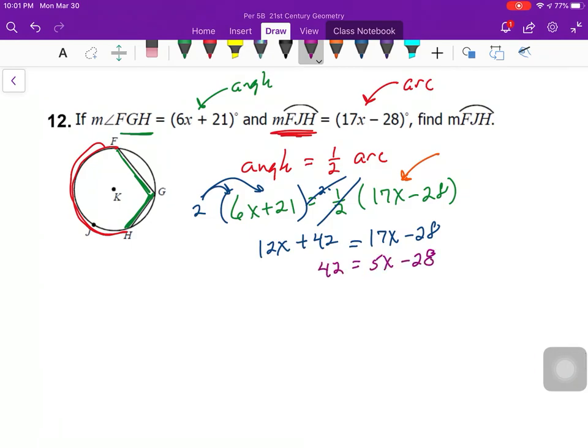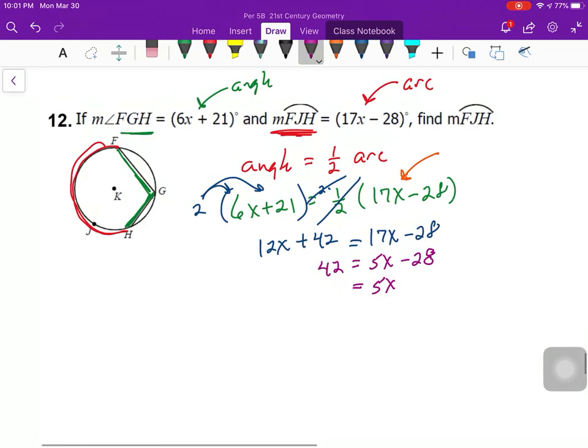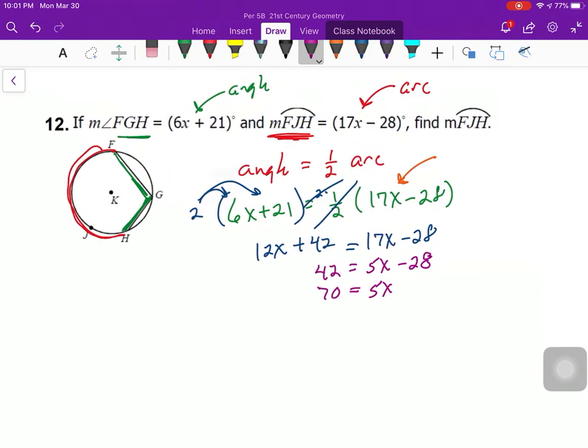And now I'm going to subtract 12x on both sides, which would give me 42 equals 5x minus 28. I'm going to add 28 on both sides, which would give me 5x equals 70. And then I'm going to divide 70 by 5. And I get x equals 14.